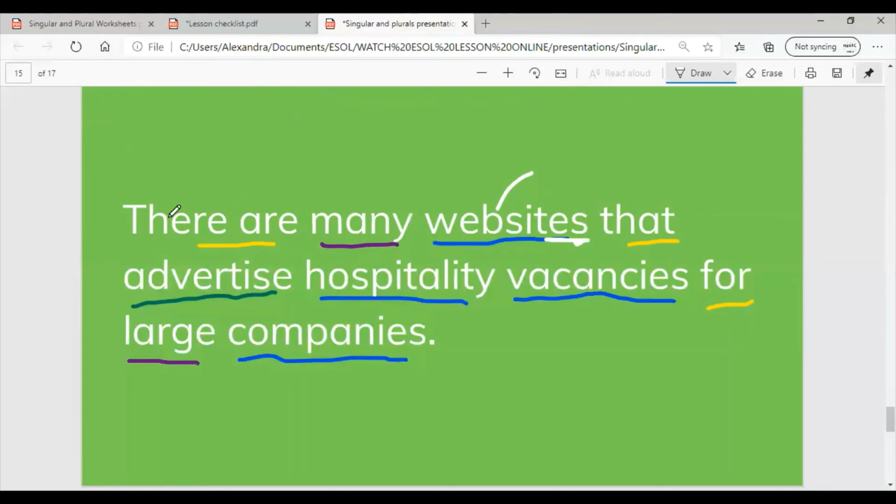So let's keep looking through the sentence. There are many websites that advertise hospitality vacancies. Now vacancies is another plural, as we've got this IES on the end. The Y's been taken off. If it was singular and the IES tell us there's more than one. So vacancies for large companies, and we've got the IES on companies.